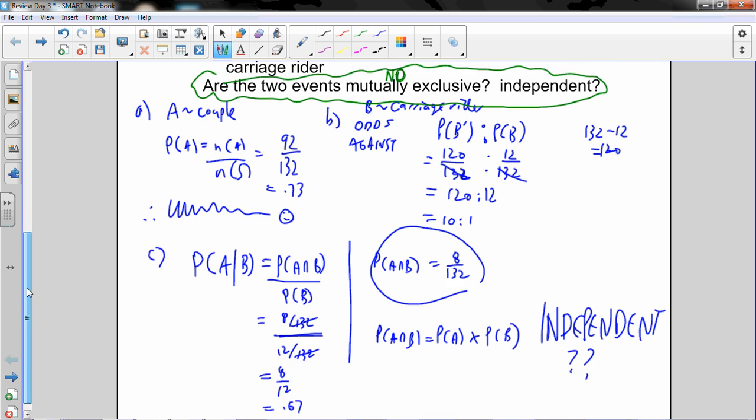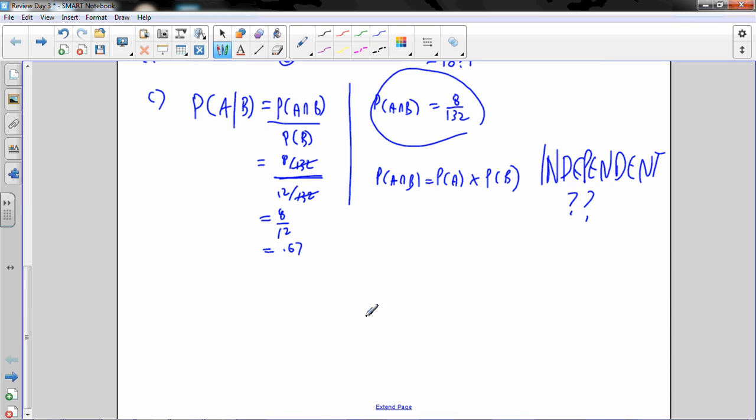Well, that's a harder question. The whole idea is, does that extra information of knowing that they were a carriage rider, knowing they're a couple, change the probability of the other one? Well, we know that this probability was 0.67. The probability of A was 0.73. They are pretty close, but they are not equal. So these are not independent events. These are dependent events.